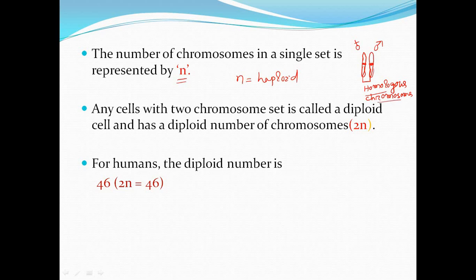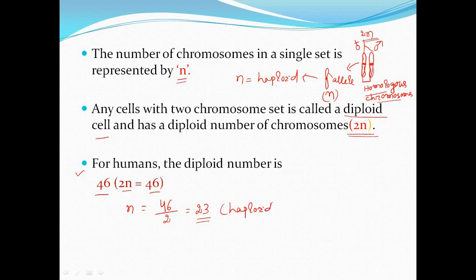These are homologous chromosomes, and if we take only one chromosome, this is denoted by n. It is haploid. And this whole set of chromosomes is diploid, that is 2n, and we can call it alleles also. Any cell with two chromosome sets is a diploid cell and has a diploid number of chromosomes, that is 2n. Third point: for humans the diploid number is 46, that is 2n equals 46. So n will be 46 upon 2, that is 23. This is haploid.